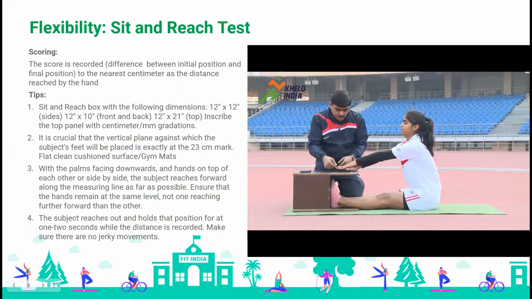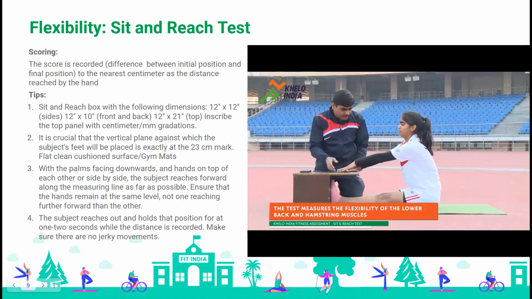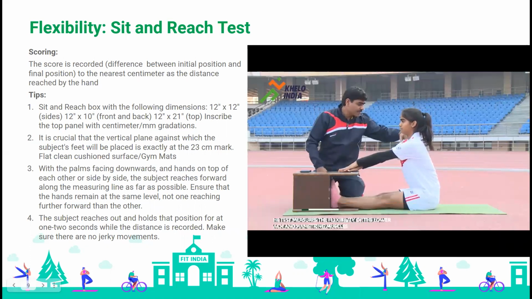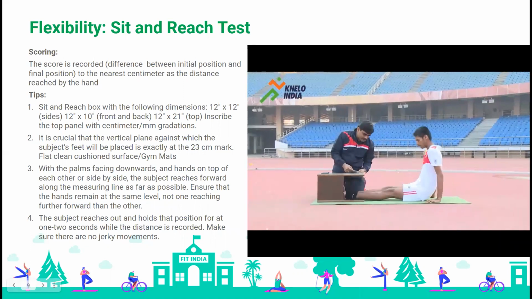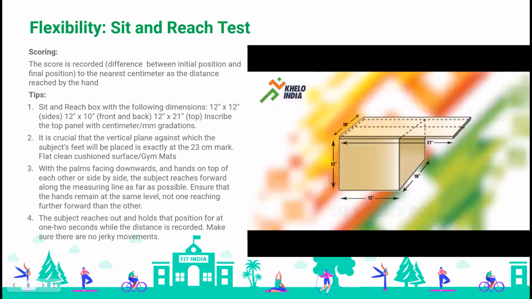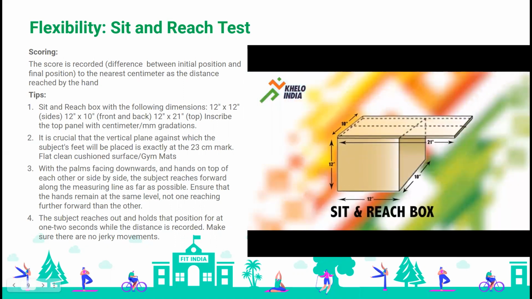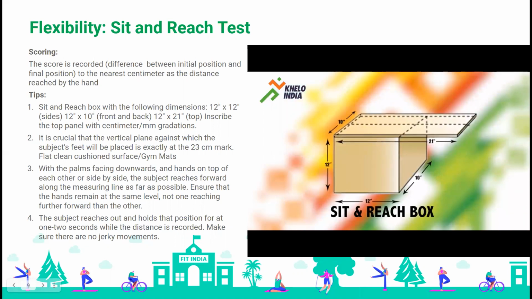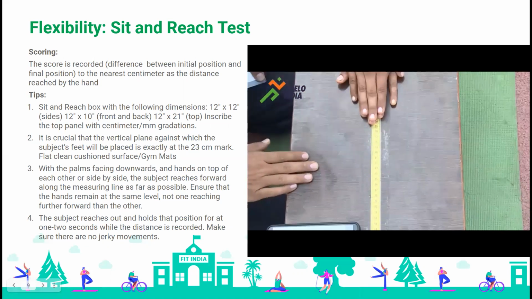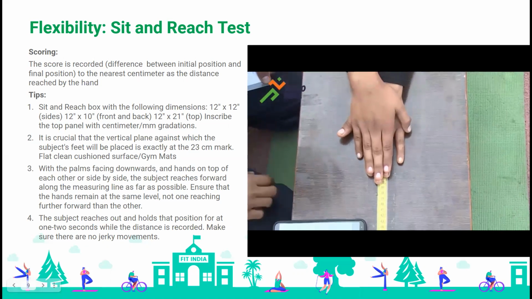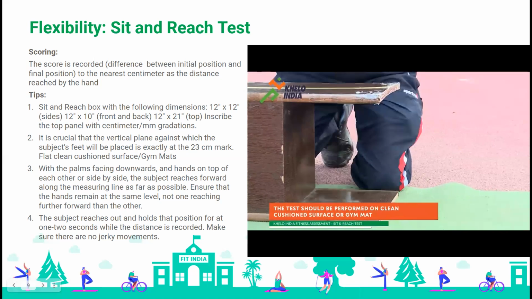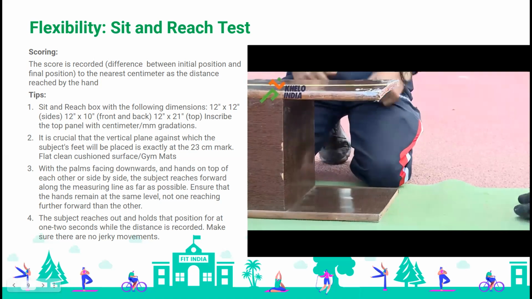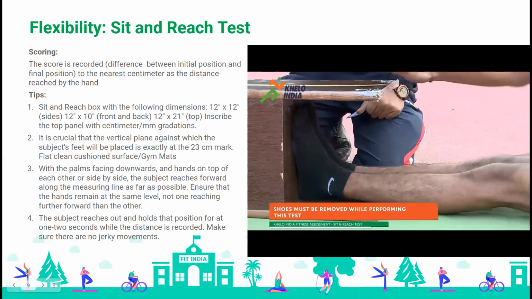The sit and reach test is a common measure of flexibility. It specifically measures the flexibility of the lower back and hamstring muscles. A sit and reach box is required to perform this test. The box should be 12 by 12 inches on the sides, 12 by 10 inches on the front and back, and 12 by 21 inches on top. The top panel should be inscribed with centimeter and millimeter gradations. The test should be performed on a clean cushioned surface or gym mat. Shoes should be removed before performing this test.